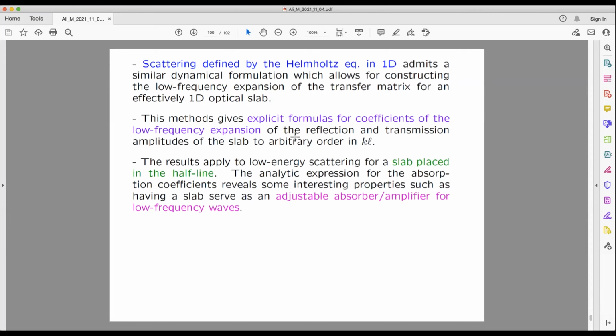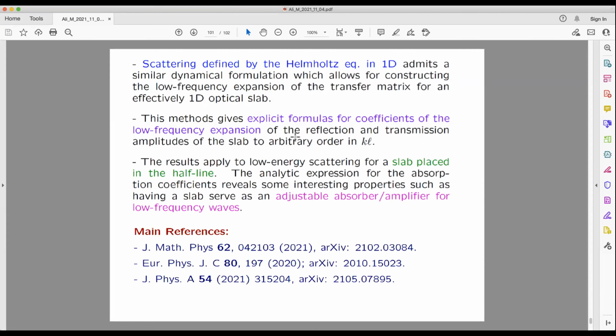One example I gave as an application is that when you have balanced loss and gain, you can use the slab both as an absorber and amplifier just by moving it, shifting it around. Okay, these are the main references, and that's all I wanted to say today. Thank you.